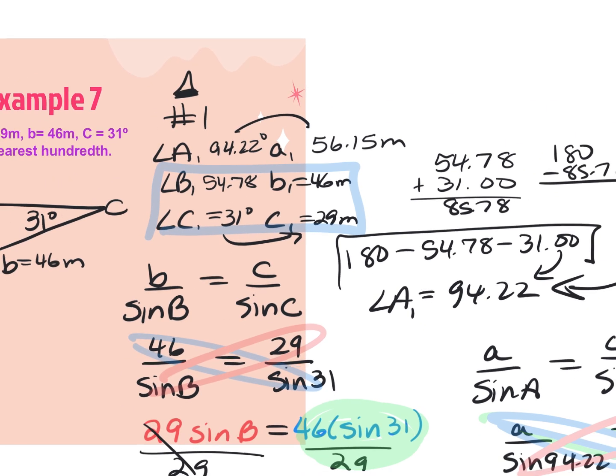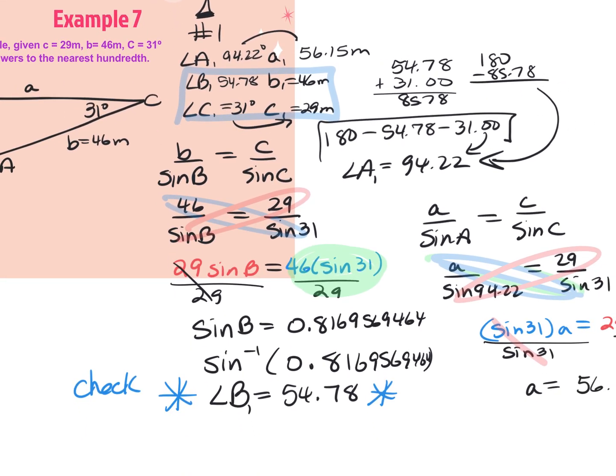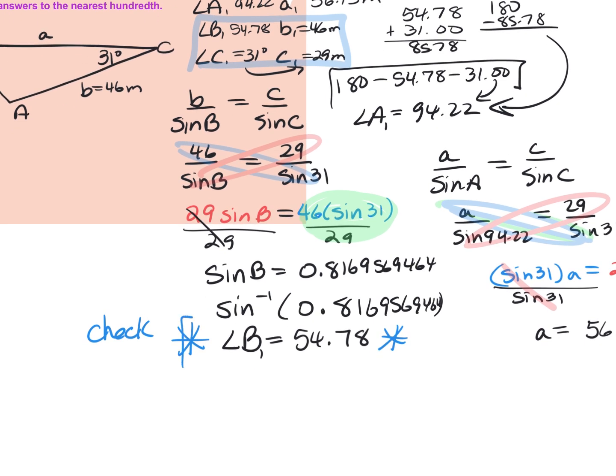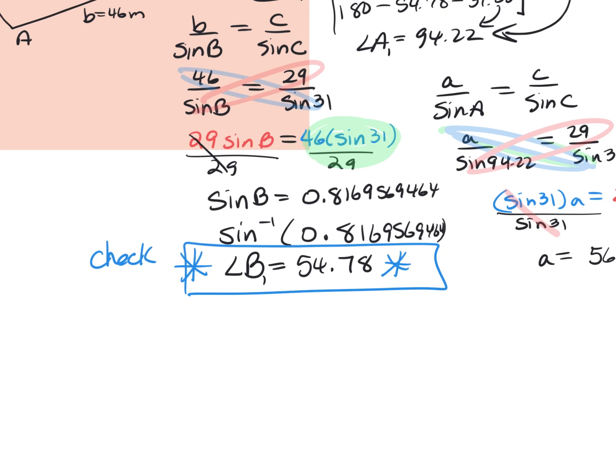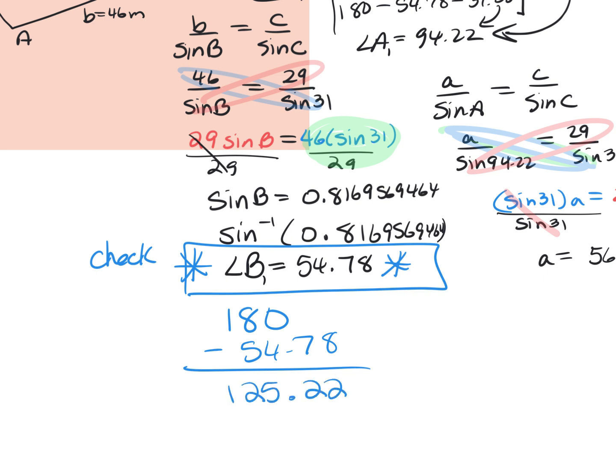Okay, so now that I've completed triangle number 1, I've got to go back to this very first calculation, and I need to see, can I make a second triangle? And the way that you'll do that is you're going to take 180 and you're going to subtract that very first angle that you found. So 180 minus 54.78 is going to give me 125.22.